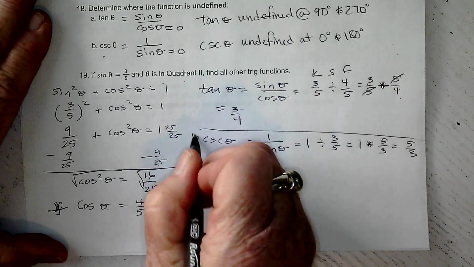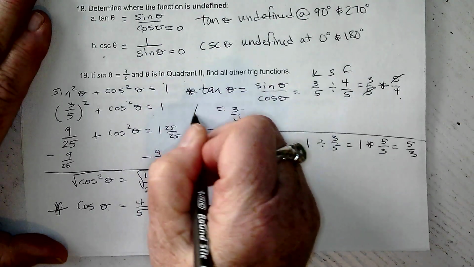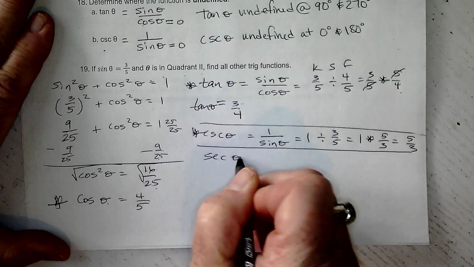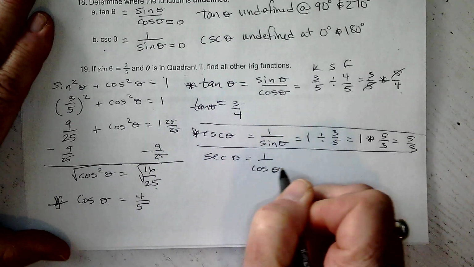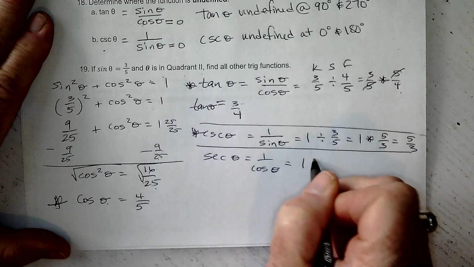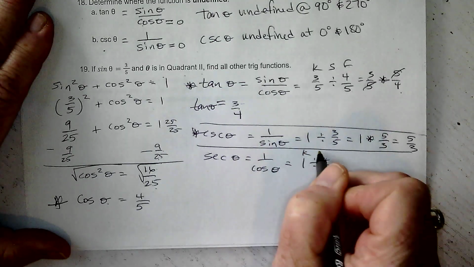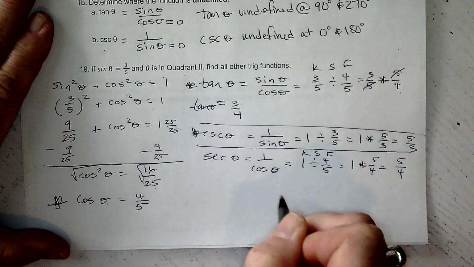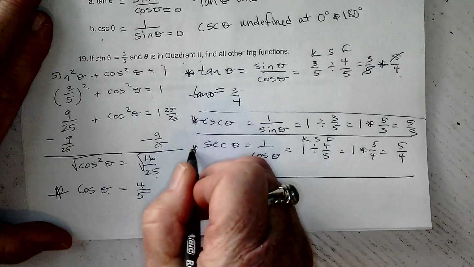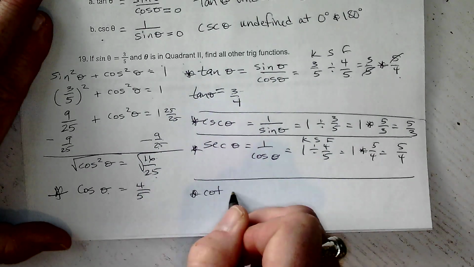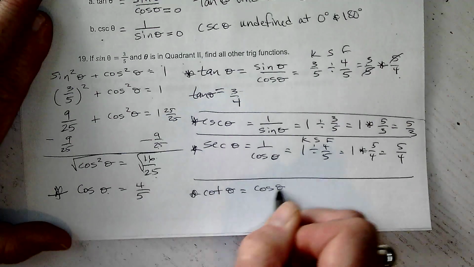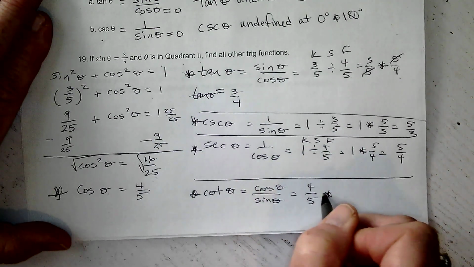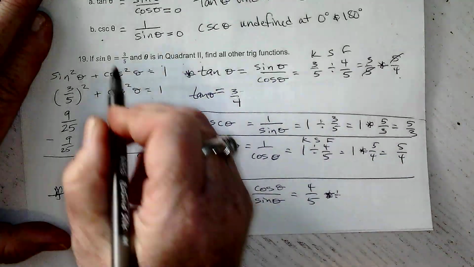All right, I'm going to highlight where these answers are. Secant is 1 over cosine. Cosine is 4/5, so 1 divided by 4/5. Keep, switch, take the reciprocal. 1 times 5/4, which is 5/4. And then the last one is cotangent, which is cosine over sine. Cosine is 4/5. Oh, it should be divided by. And then 3/5 for sine.